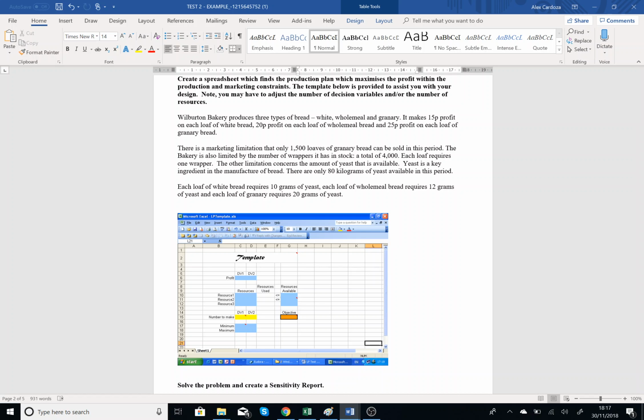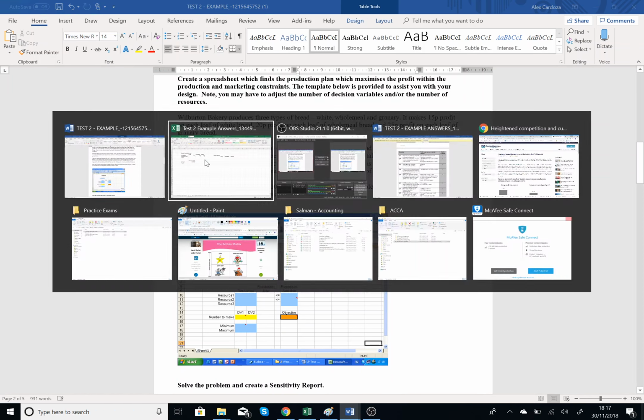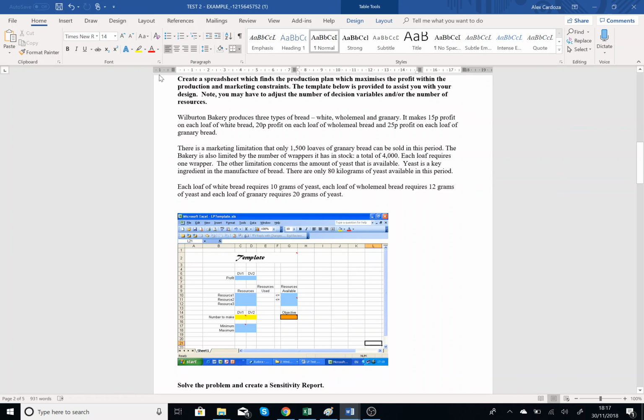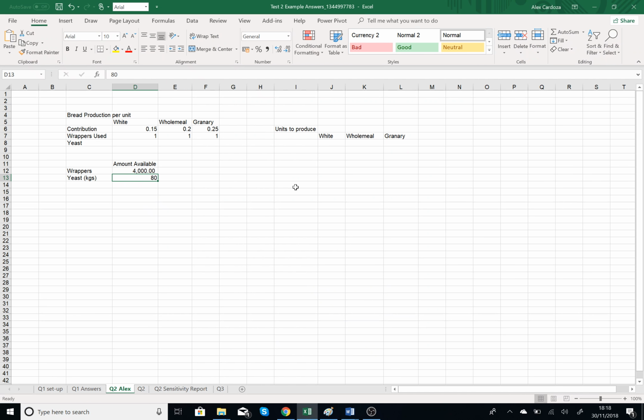Fact. Yeast is a key ingredient in the manufacture of bread. There are only 80 kilos of yeast, so we'll put 80 there. We can just put kgs there. And as it says here, the key thing, you got to understand the difference between grams and kilograms. Don't write then 10, all right, because actually 10 grams is 0.1 kilogram. Okay, so each white loaf of bread uses 0.1 of yeast.